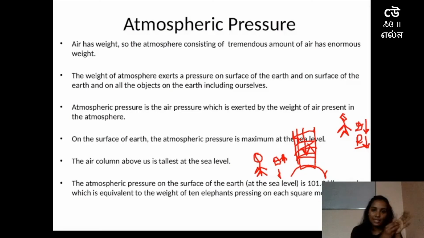Whereas this will be attached to the wall or any object on which we place it, and if we want to remove it, we need to exert pressure on it, such that the force we are applying per unit area should be equal to the pressure which the rubber sucker experiences from the atmosphere. And these are the examples of atmospheric pressure.